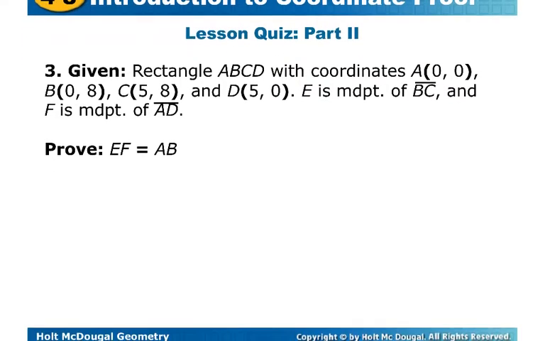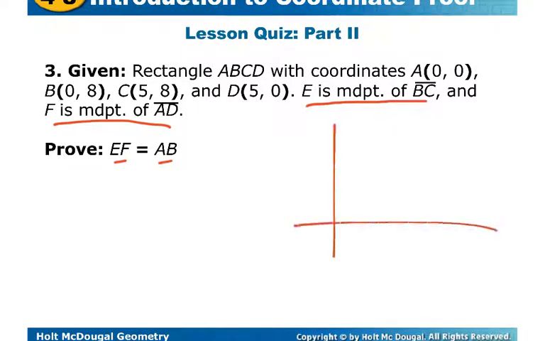So the last part here is a tiny proof. We've got rectangle ABCD with coordinates given here. E is the midpoint of BC, and F is the midpoint of AD. And so all we need to do is find the length of EF and AB, because we're going to say that they are congruent. So a little diagram of what we have here.